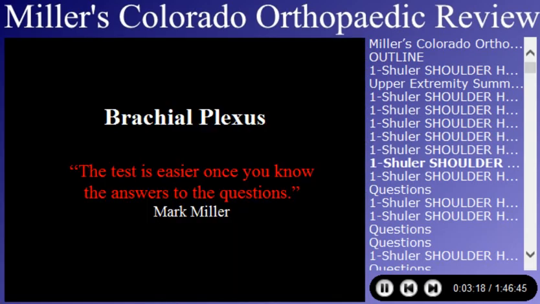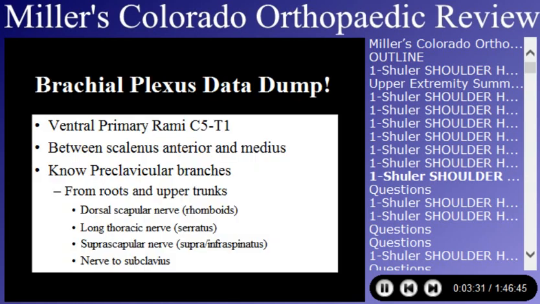And the brachial plexus, we're going to spend probably 5 minutes right now on the brachial plexus because it is key testable material. One of the things that Dr. Miller said during my review course is true: the test is easier once you know the answers to the questions. Makes sense. Brachial plexus, it is a data dump. You're expected to know it.